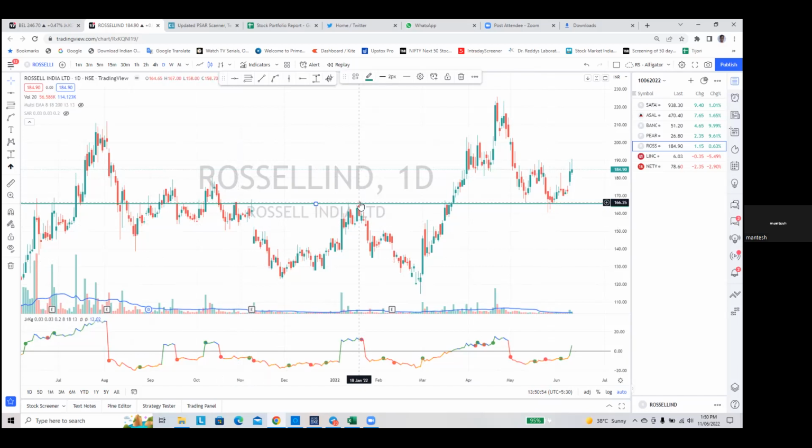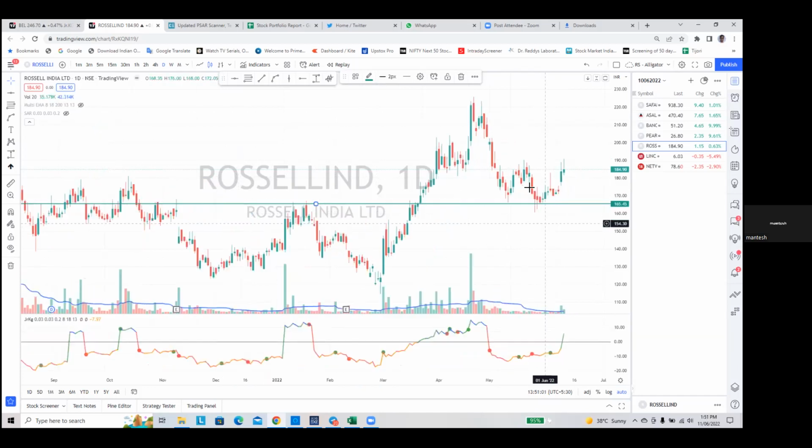This was a resistance previously. Now this is acting as a support. Stock fallen, took a support, and see this. After coming to this support, the price tried to go below this support line. But as soon as it goes below the support line, buying comes.